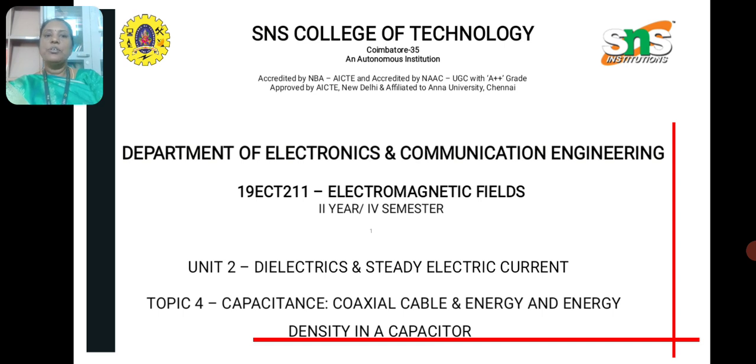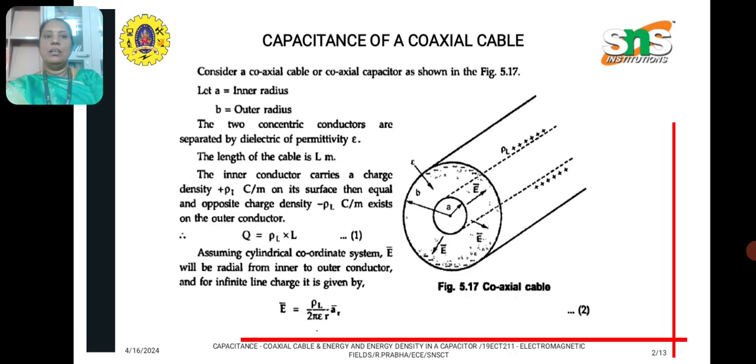In this video, we are going to see the topic on capacitance of coaxial cable and also energy density in a capacitor. So, a coaxial cable consists of two conductors separated by a dielectric material. Consider the inner conductor having radius a and the outer conductor having radius b. Both the conductors share the same axis, so it is a coaxial cable. Let the dielectric medium have permittivity epsilon, and the length of the coaxial cable is taken as L.